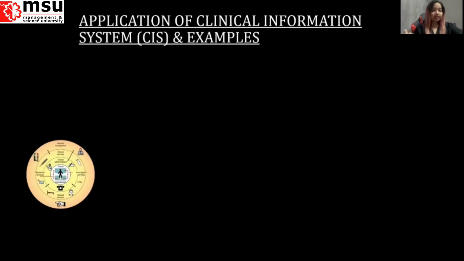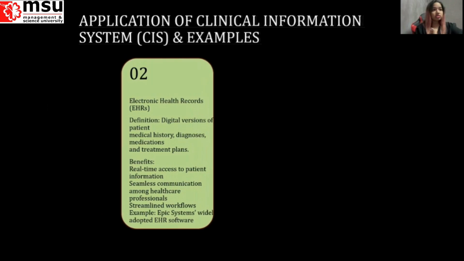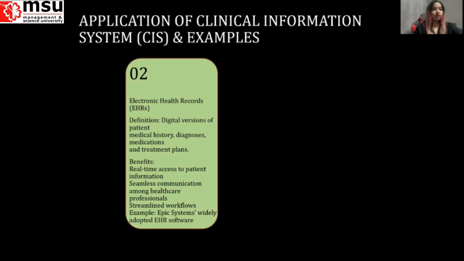Here are some common applications of CIS alongside their examples. The first one would be electronic health records, which is known as EHRs. EHRs are digital versions of patients' medical history. They allow healthcare providers to access and update patient information in real time, facilitate seamless communication, and coordinate between different healthcare professionals involved in that particular patient's care. The example for this would be Epic Systems EHR software, which is widely used in many healthcare institutions. They provide comprehensive patient data and also streamlined workflows.